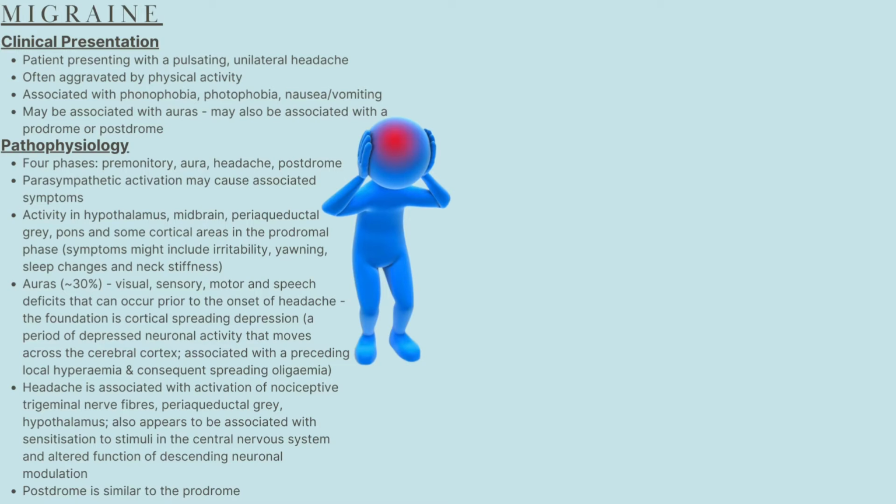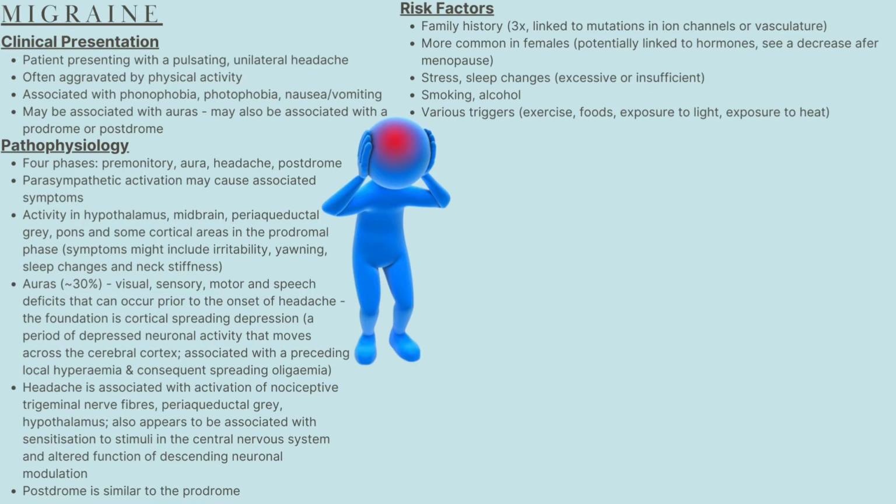The headache itself is associated with activation of nociceptive trigeminal nerve fibers, the periaqueductal gray, and the hypothalamus. There also appears to be an association with sensitization to stimuli in the central nervous system and altered function of descending neuronal modulation. And finally, the postdrome is similar to the prodrome in terms of its pathophysiology.